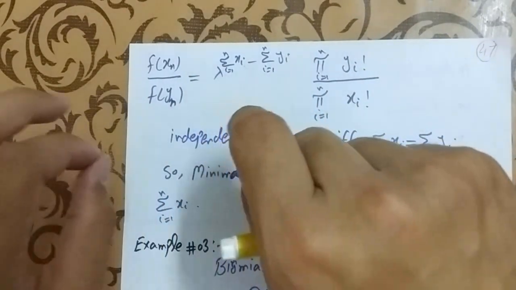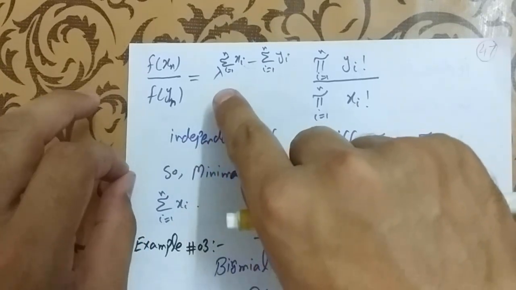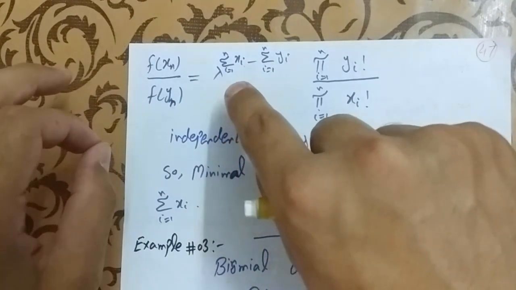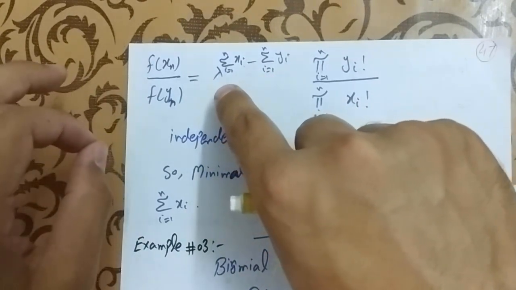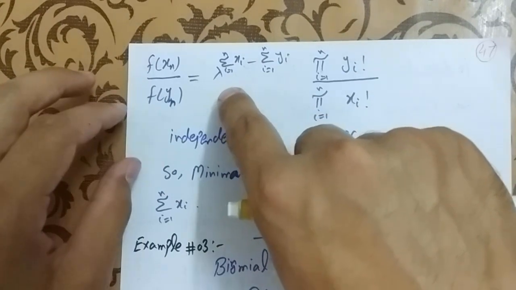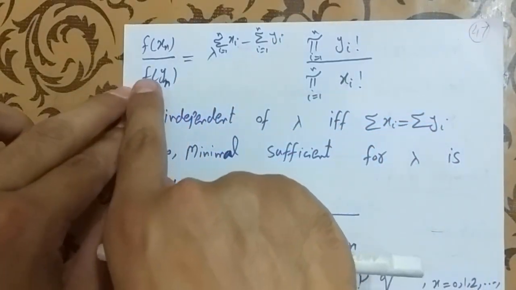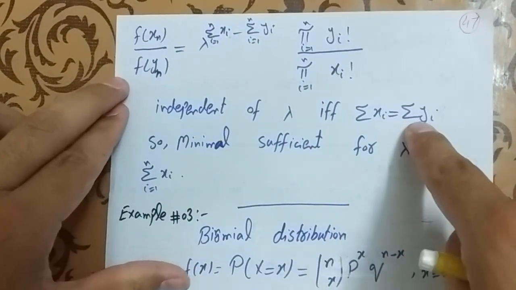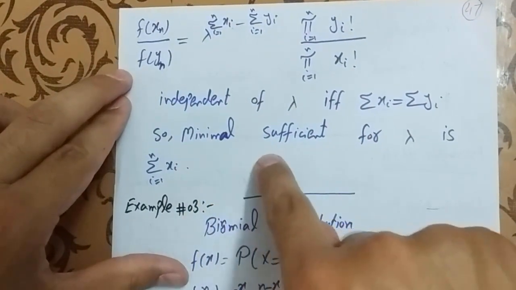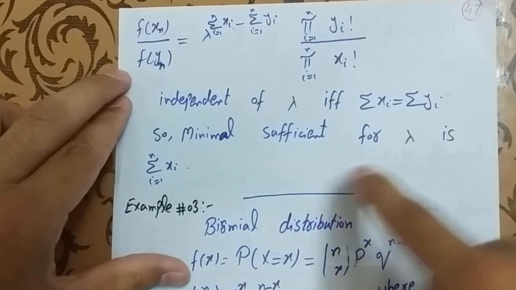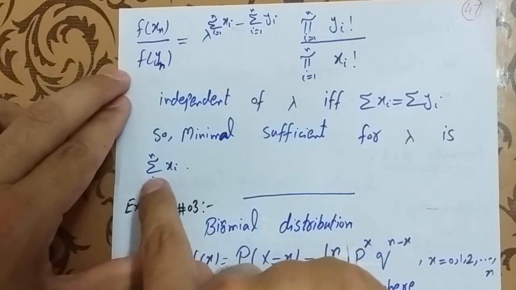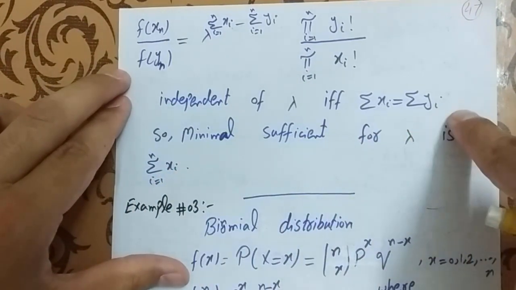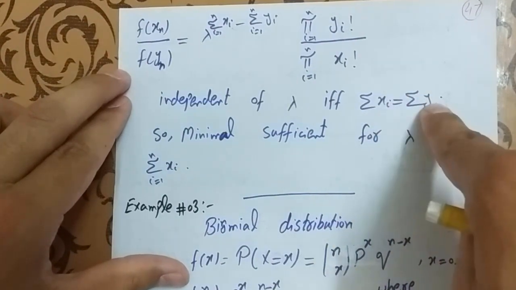We can take any problem of any kind; we only have to remove the parameter which is used in the problem. We say this is independent of lambda if summation xi is equal to summation yi. So the minimal sufficient statistic for lambda is summation xi. You can take summation xi instead of summation yi because these two things are equal.